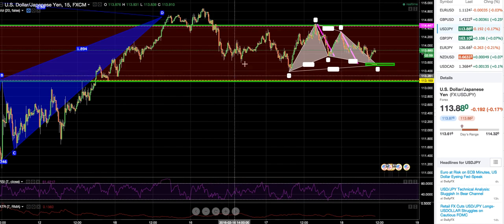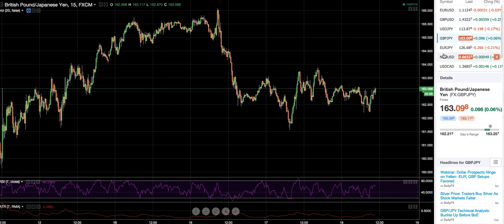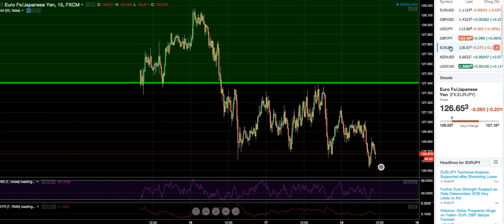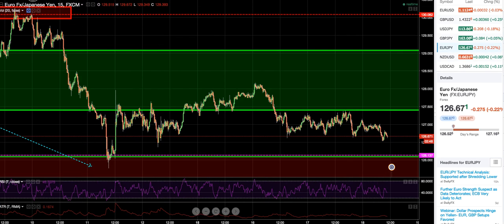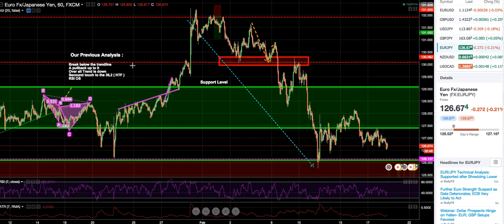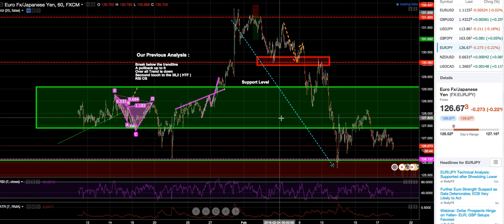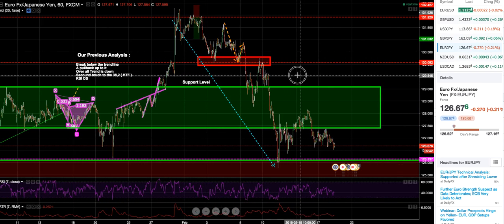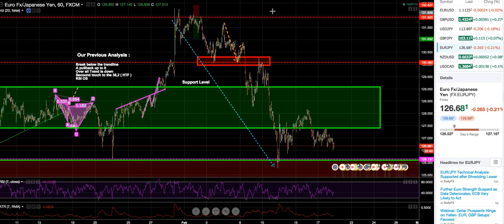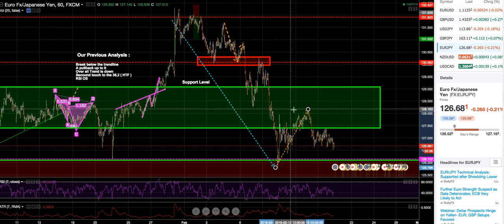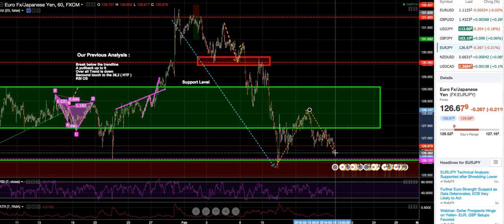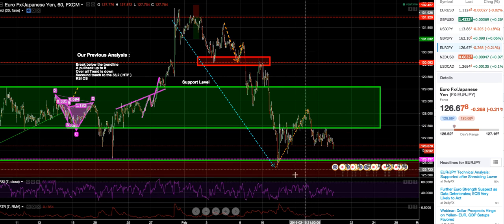Right, so let's take one more. Let's take, pretty much the same, euro yen. Let's go to the 1 hour. The euro yen. You can see how the market goes into the structure area right here, and then it's heading down. We're gonna make a note of this area right here, down here.